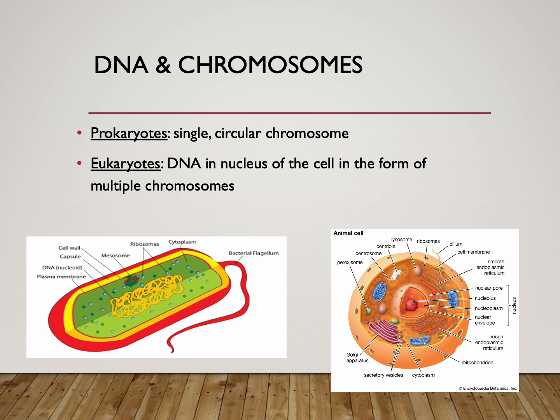When we're looking at the DNA and the chromosomes, there's two types of cells. We have prokaryotic cells. These are single cells. They have circular chromosomes. This is representing the DNA, the chromosome material, just within the cell. And then we have eukaryotic cells, which contain a nucleus, and then within the nucleus we would find our DNA and chromosomes.